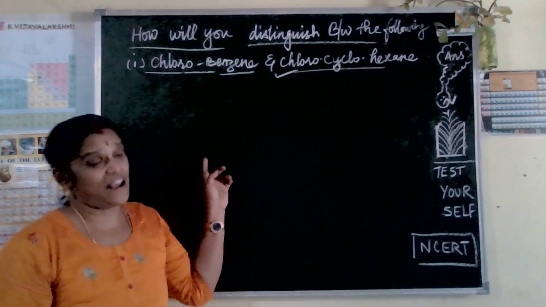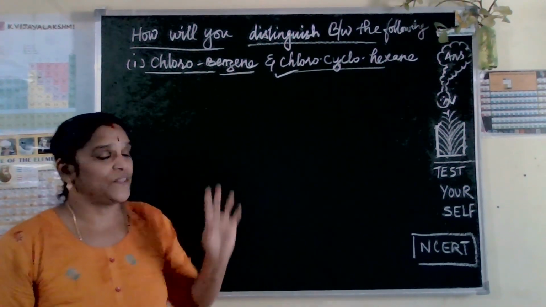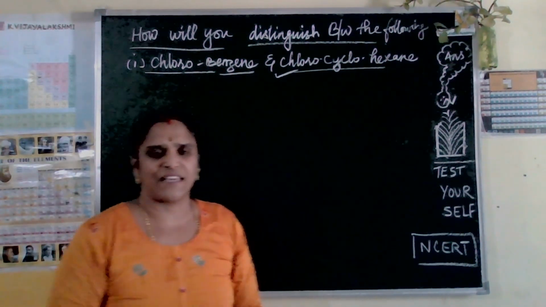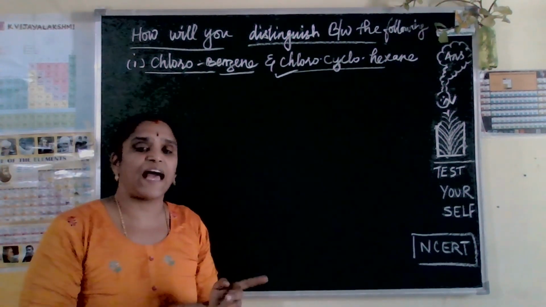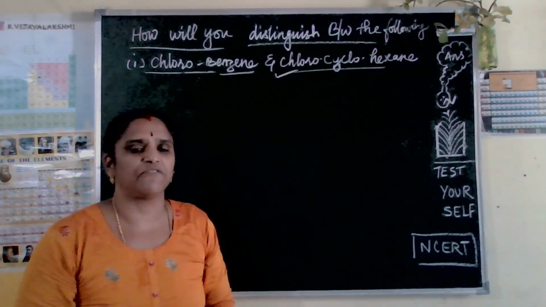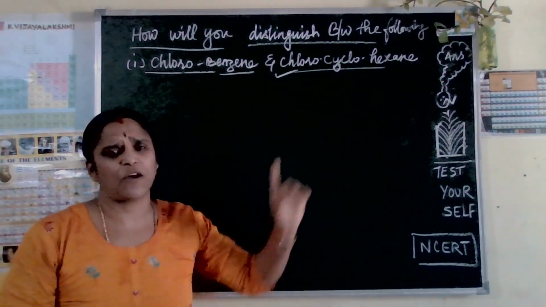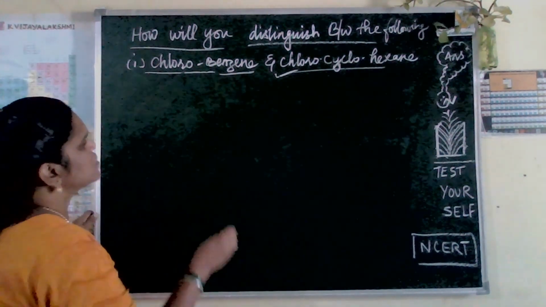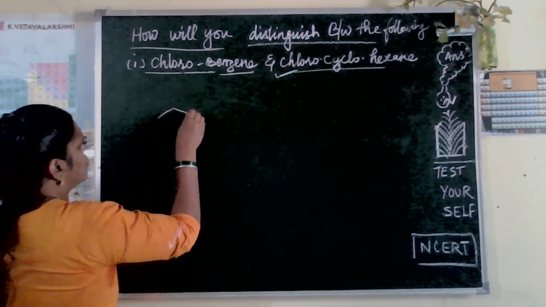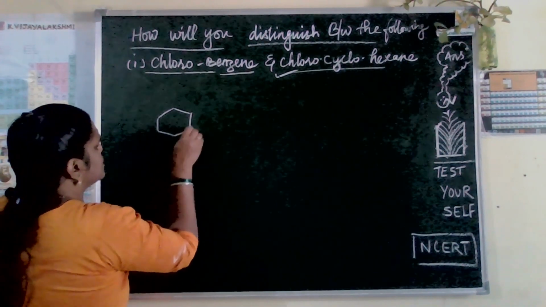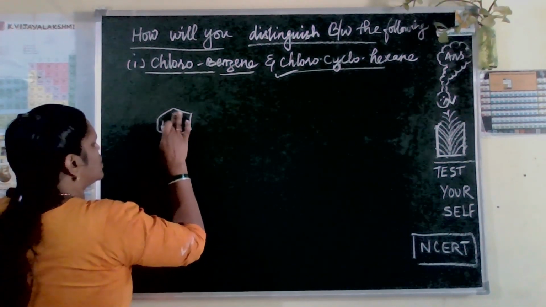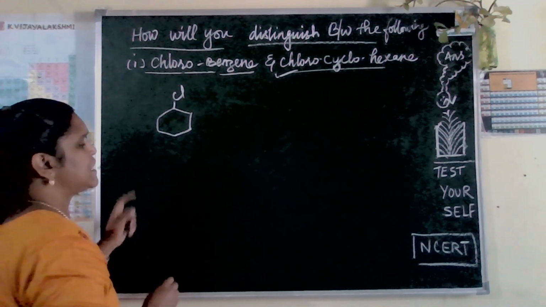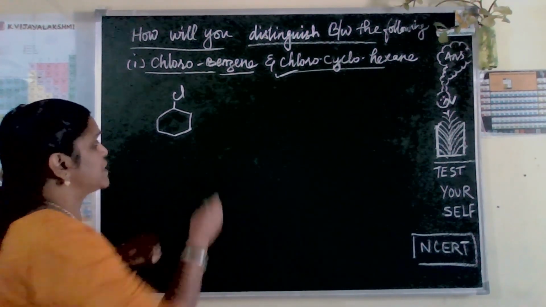The next question asked is about distinguishing between chlorobenzene and chlorocyclohexane. How will you distinguish? Which will answer, which will not answer, how to identify? If you know the concept thoroughly, you can identify very clearly. Come on, let us go. The first one, chlorocyclohexane. How to write chlorocyclohexane? Chlorocyclohexane only, so that means no benzene ring will be there. So this is chlorocyclohexane.